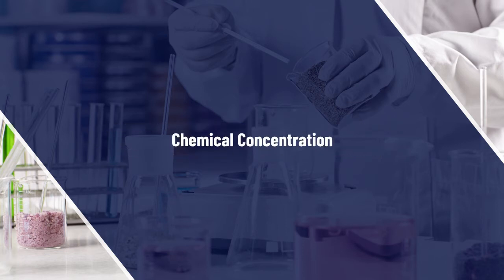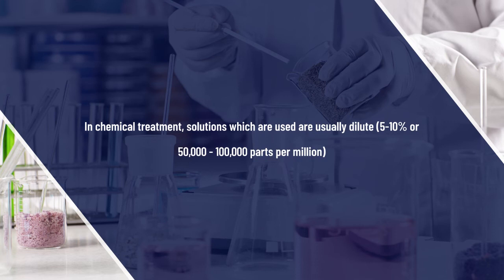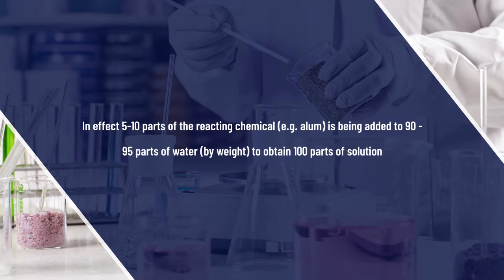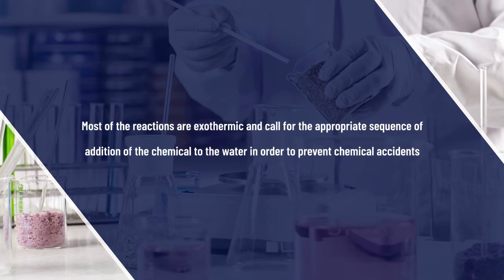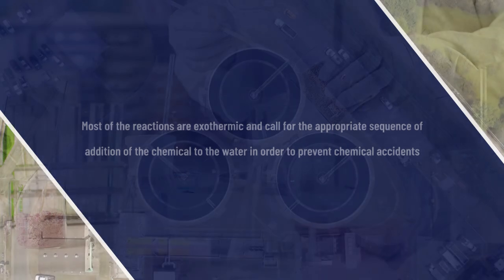Chemical concentration. In chemical treatment, solutions which are used are usually dilute. In effect, 5 to 10 parts of the reacting chemicals are added to 90 to 95 parts of the water to obtain 100 parts of the solution. Most of the reactions are exothermic and call for the appropriate sequence of addition of the chemical to the water in order to prevent chemical accidents.